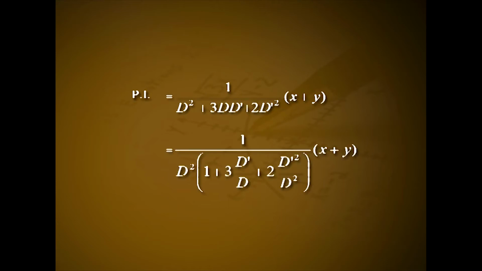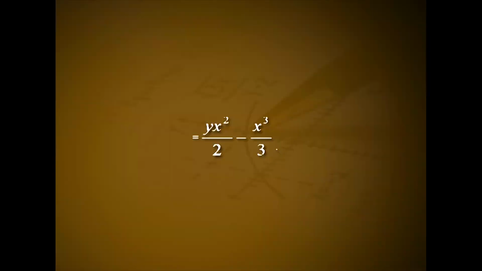The complementary function is CF = φ1(y − x) + φ2(y − 2x). The particular integral is PI = 1/(D² + 3DD' + 2D'²) of (x + y), which is equal to 1/D² × (1 + 3D'/D + 2D'²/D²) of (x + y), which is equal to 1/D² × (1 + 3D'/D + 2D'²/D²)^(-1) of (x + y), which is equal to 1/D² × (1 − 3D'/D + etc.) of (x + y).